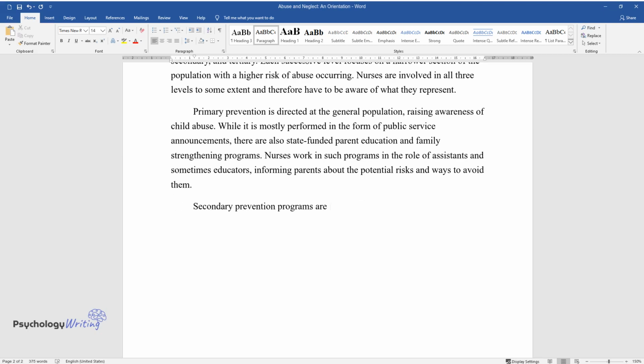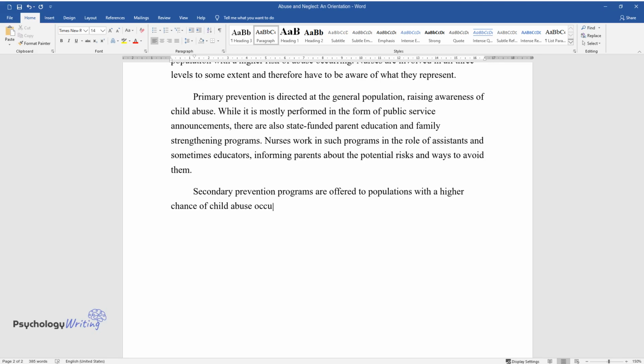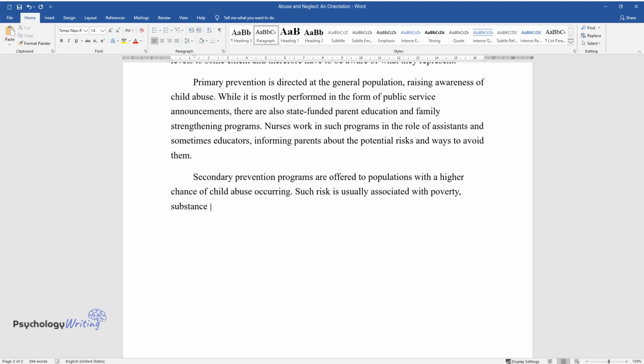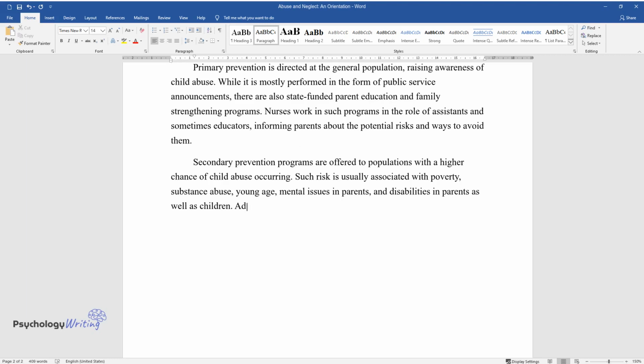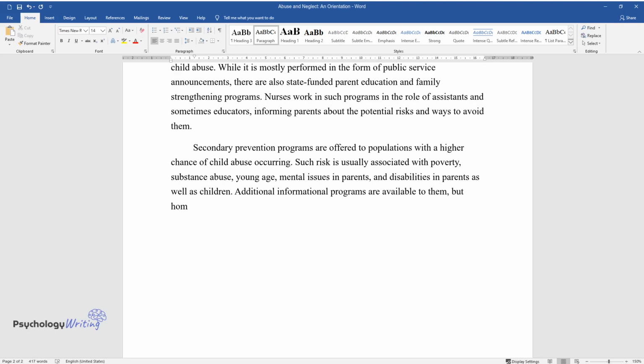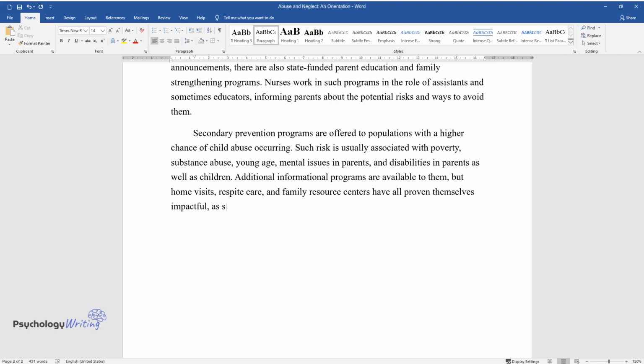Secondary prevention programs are offered to populations with a higher chance of child abuse occurring. Such risk is usually associated with poverty, substance abuse, young age, mental issues in parents, and disabilities in parents as well as children. Additional informational programs are available to them, but home visits, respite care, and family resource centers have all proven themselves impactful, as shown, for example, by Goldberg, Bumgarner, and Jacobs.